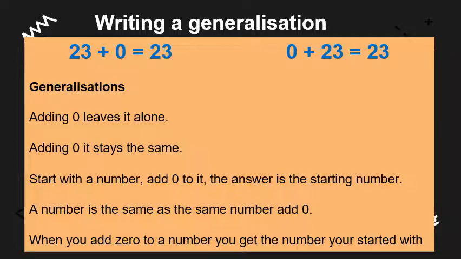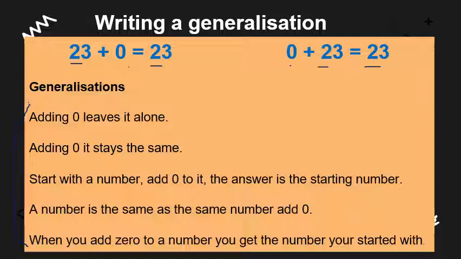Now, I did say that was the last slide, and I forgot I had another slide. So here we're talking about writing a generalization. We've got two number sentences at the top. 23 plus 0 equals 23. 0 plus 23 equals 23. Now, you could say that's the commutative property of addition there. But here we've got another generalization. So all of these generalizations down here, they're all talking about adding 0. And what I want you to think about is which one of these is probably the most effective generalization. It's the clearest and it makes the most sense.